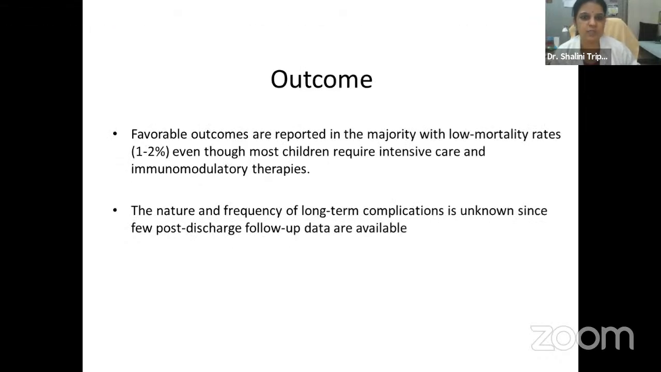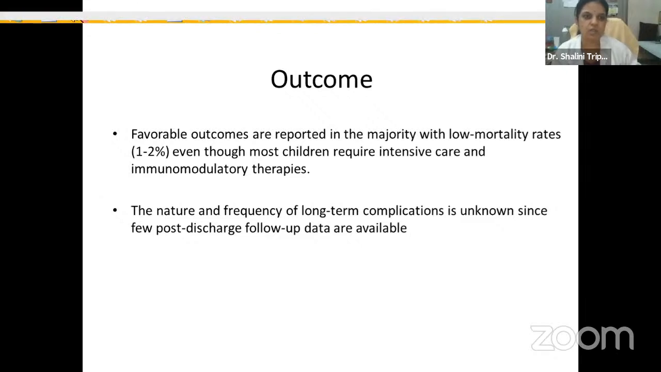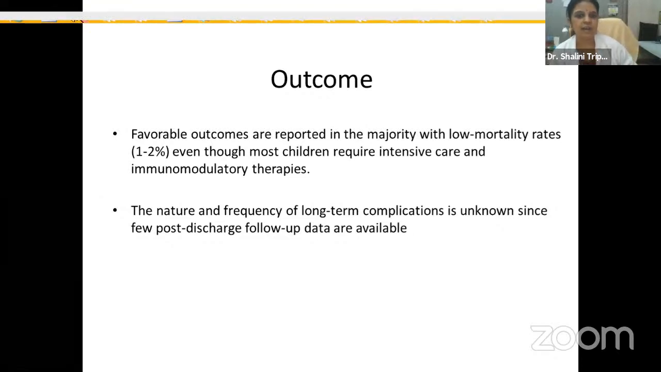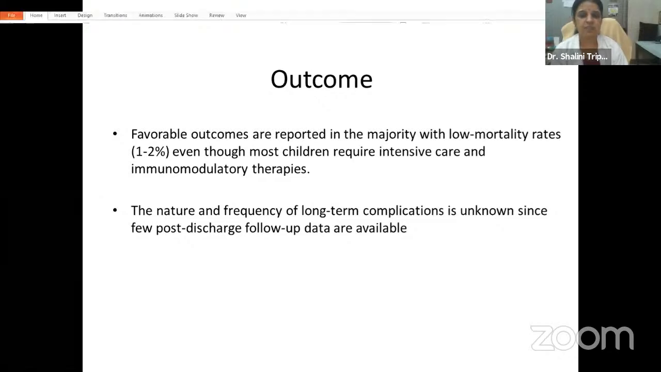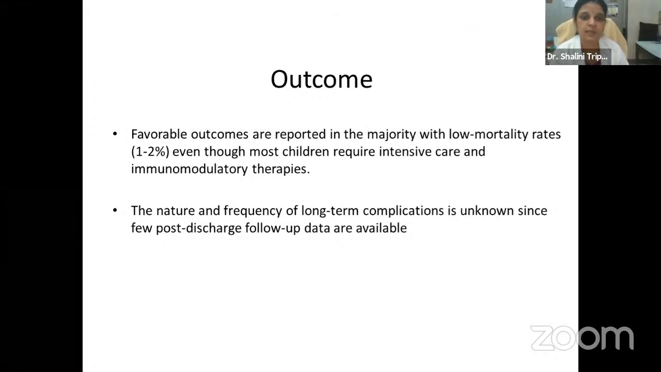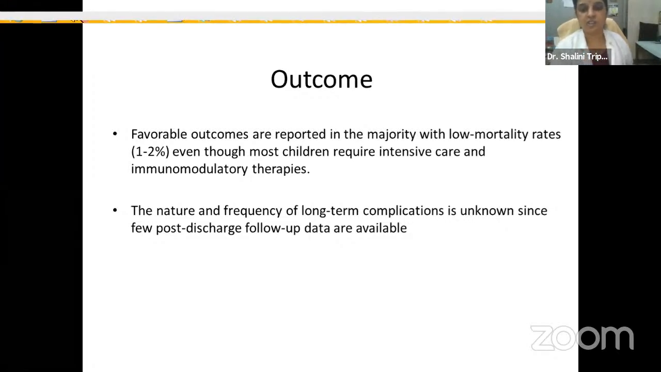What is the outcome of these patients? Most of the time, the outcome in the trials and research papers was found to be favorable, with low mortality of around 1 to 2%, even though most of the children required intensive care and immunomodulatory therapies. But the effect of that intensive care and immunomodulatory therapy was good. The nature and frequency of long-term complications is, however, unknown because the post-discharge follow-up studies are still going on and we don't have the data at present.